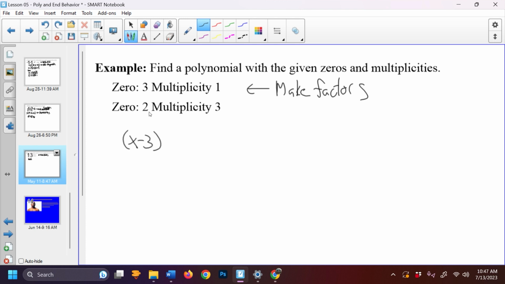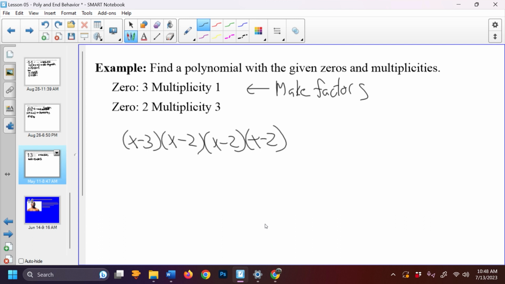And if I have a 0 of 2, then its factor will be x minus 2, but it has a multiplicity of 3. So we need 3 of those factors. It is 3 repeated factors gives you that multiplicity. So I've got x minus 2. I've got another x minus 2.